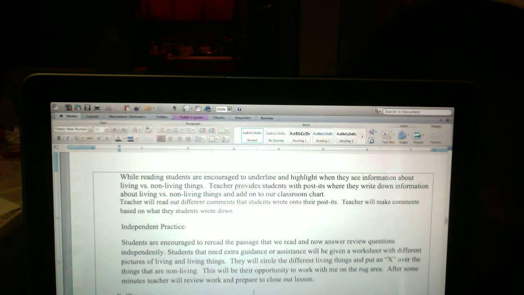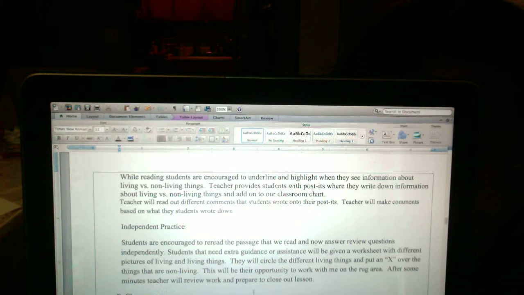And for the students that need extra guidance or assistance, I'll be giving them a separate worksheet with different pictures of living and, I'm sorry, that's a typo there, but it should be non-living things. They'll have their pencils with them, and what they'll do is circle the different living things, and then put an X over the things that are non-living. This will be their opportunity to work with me independently on the rug area.